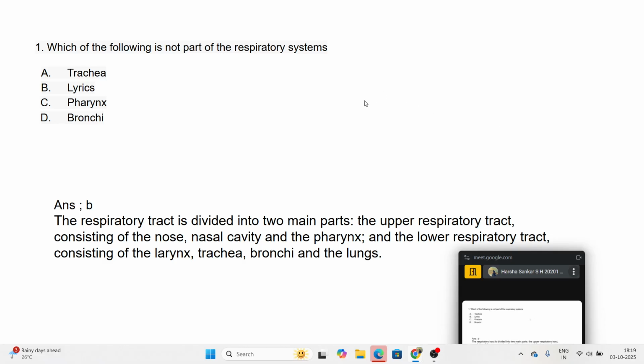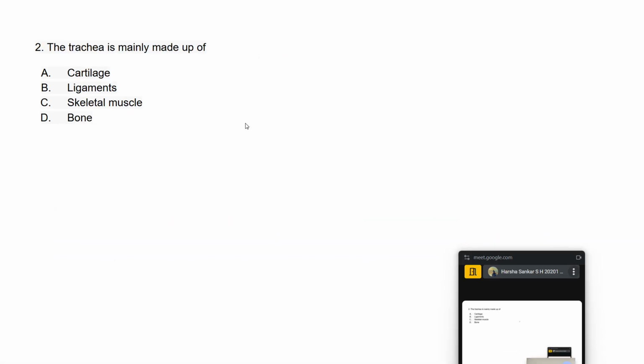Next question. The trachea is mainly made up of: option A, cartilage; option B, ligament; option C, skeletal muscle; option D, bone. Trachea is mainly made up of what? That is the question from the options. Now the time is 6:19. At around 6:21 we'll discuss the answer.